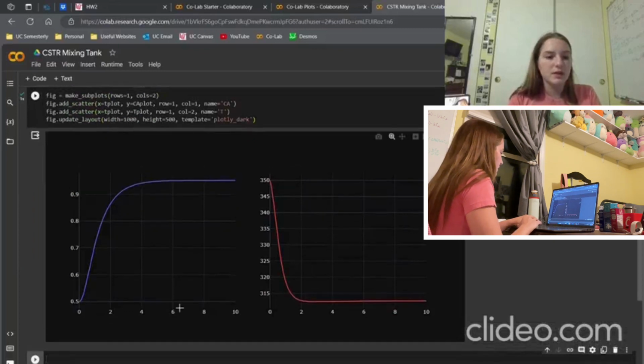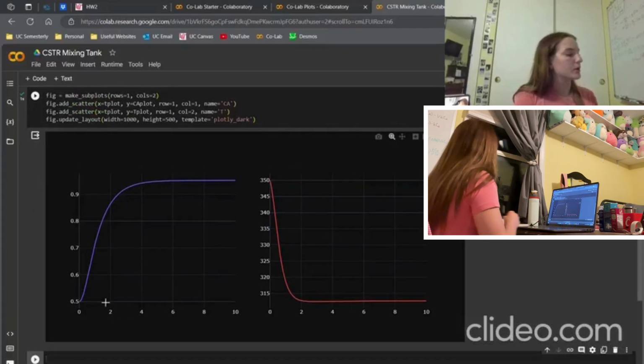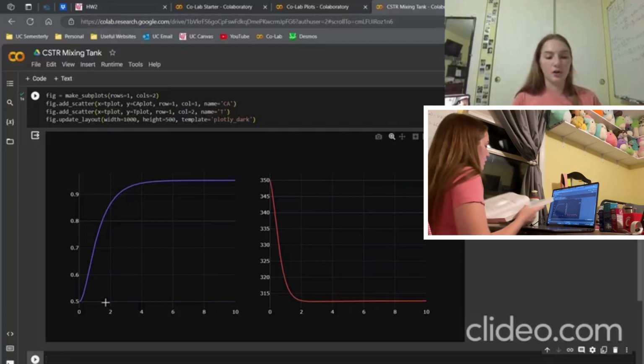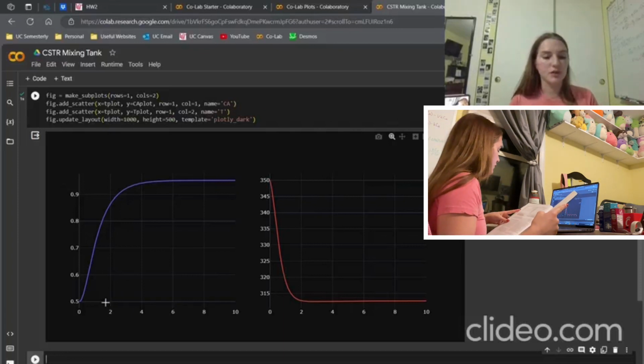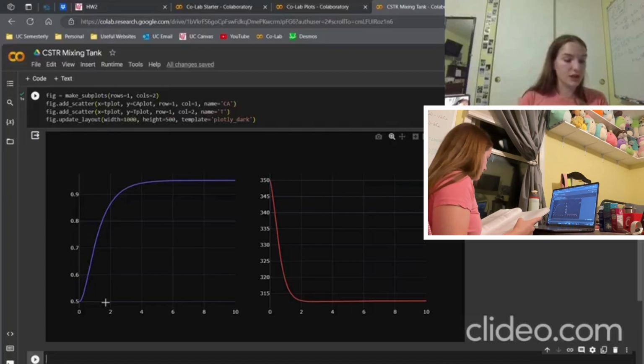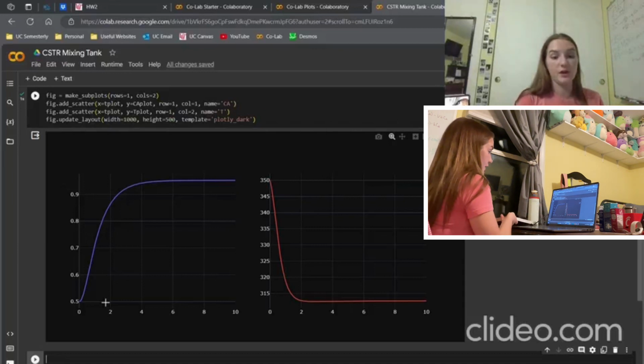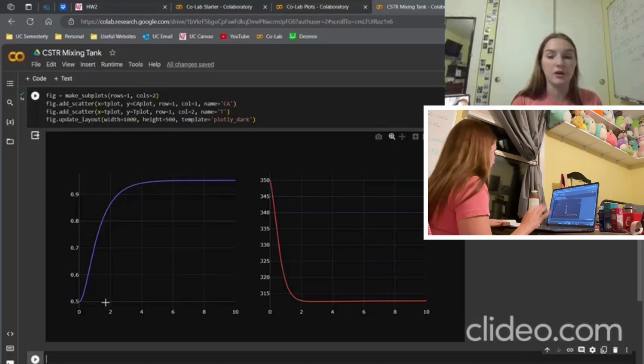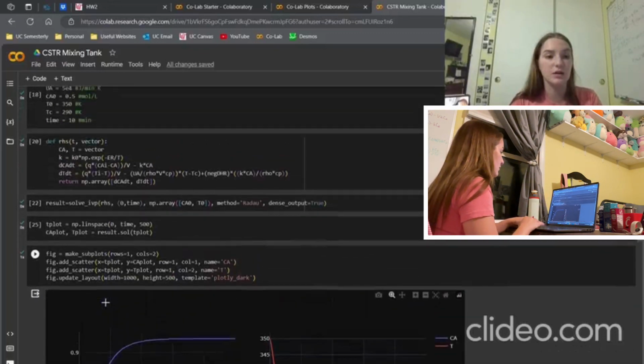Alrighty. So we can see that in our book and on our graphs, our temperature starts out at about 350 degrees Kelvin, and it drops down to about 315. And then for our concentration, it starts out at 0.5 and it raises to about 0.95. So our book and our code are saying the same thing.